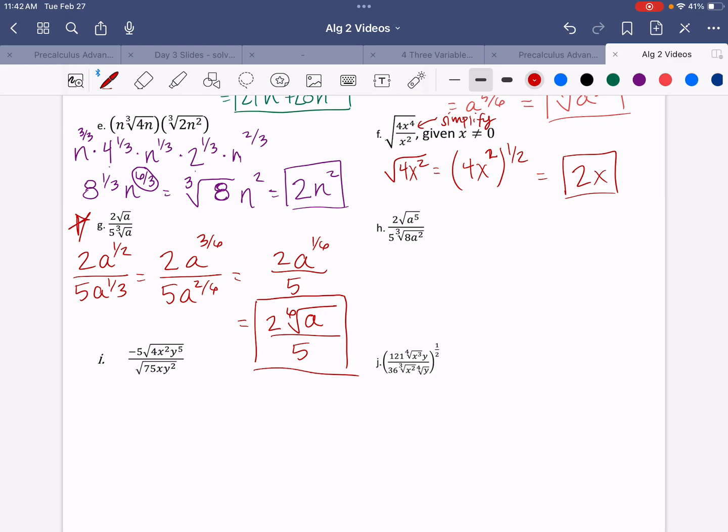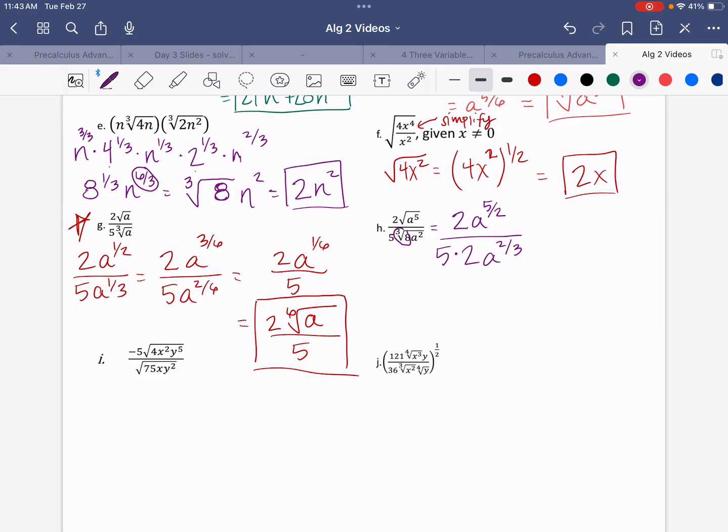Okay, looks like H is similar. So I'm gonna go ahead and do H. It looks like we have the 2/5 again, but we've taken this up a notch. So let's go through and see what we can simplify here. So I'm going to rewrite this 2a to the 5/2. I have a 5, and then we've already done the cube root of 8 in the last problem, so I'm just going to make that a 2. And then I have a to the 2/3 since it was squared but under the cube root.